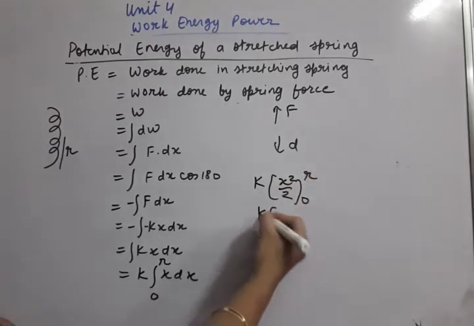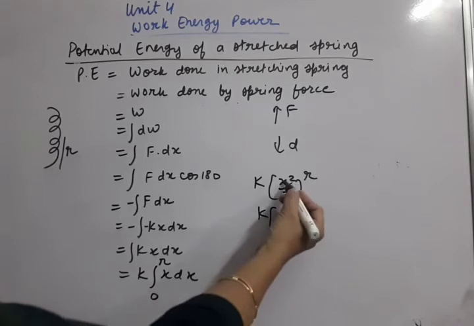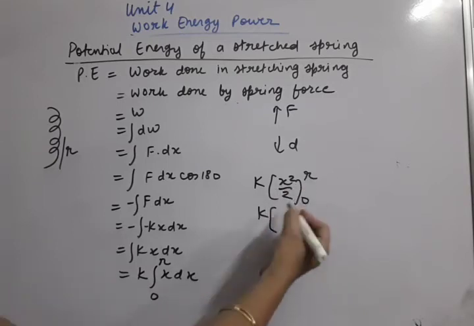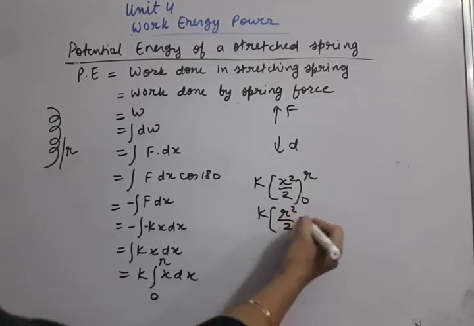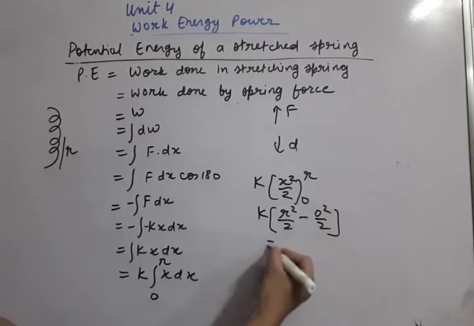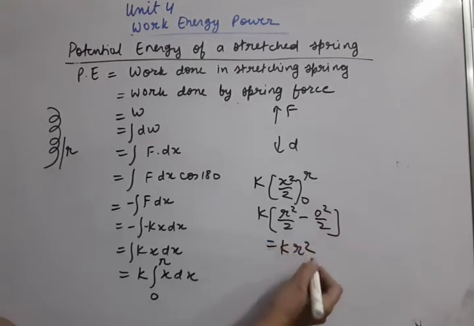So finally k, now put the limits. In place of x put R and in place of x put 0, one by one. So R square by 2 means upper limit and 0 square by 2 means lower limit. Finally the answer of potential energy is coming k R square by 2.